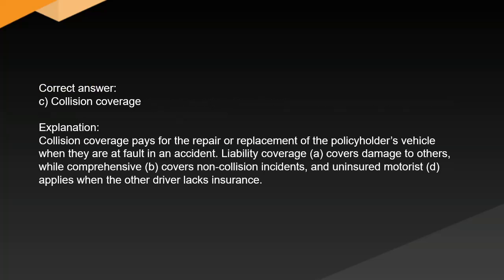Correct answer. C, collision coverage. Explanation. Collision coverage pays for the repair or replacement of the policyholder's vehicle when they are at fault in an accident. Liability coverage, A, covers damage to others, while comprehensive, B, covers non-collision incidents, and uninsured motorist, D, applies when the other driver lacks insurance.